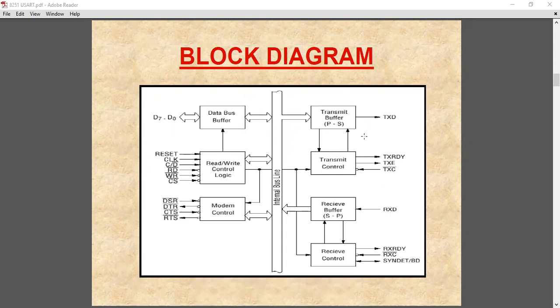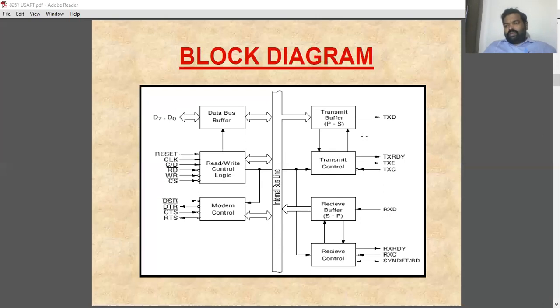Good afternoon, dear students. In today's class, we will be discussing some internal registers that we are using in the 8251 universal synchronous and asynchronous receiver and transmitter. Right? 8251 is a USART, such that we can transmit serial data and also receive serial data with the help of 8251.